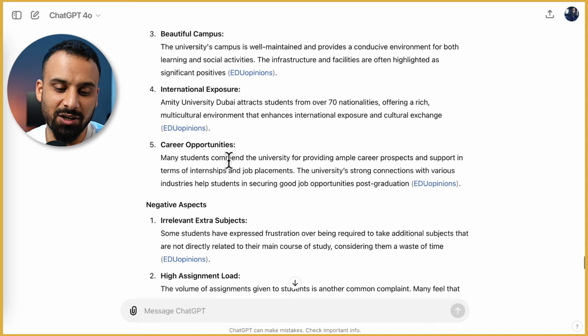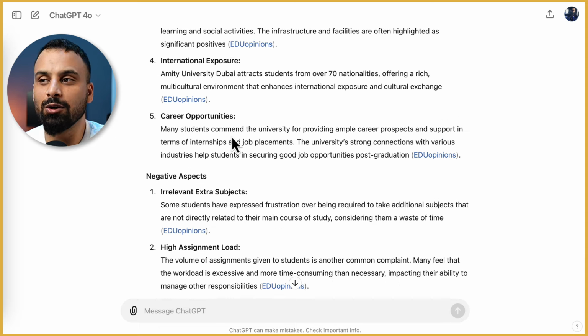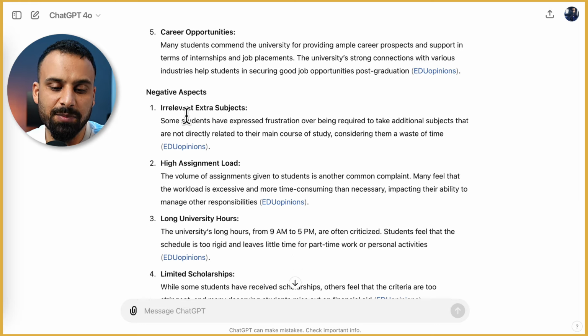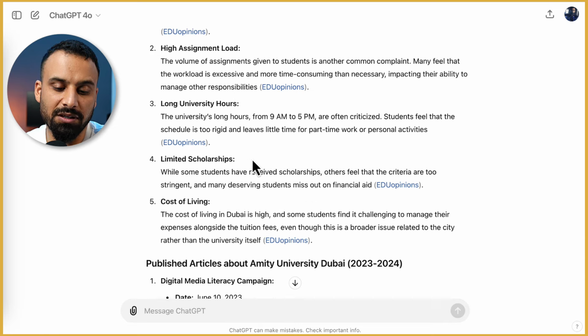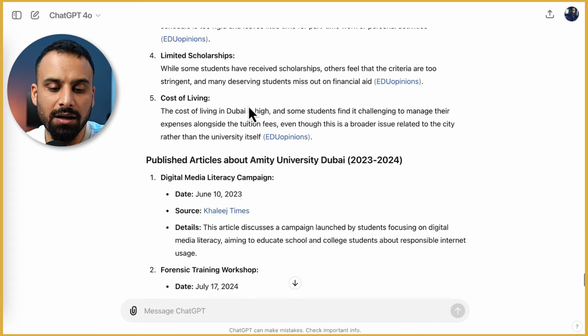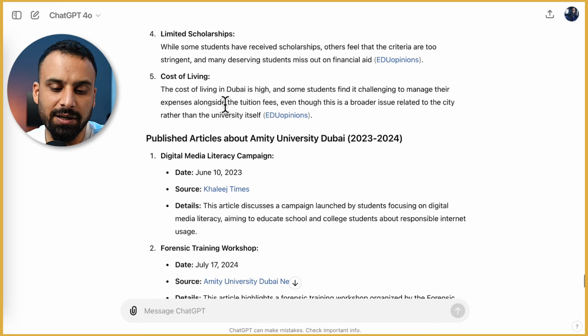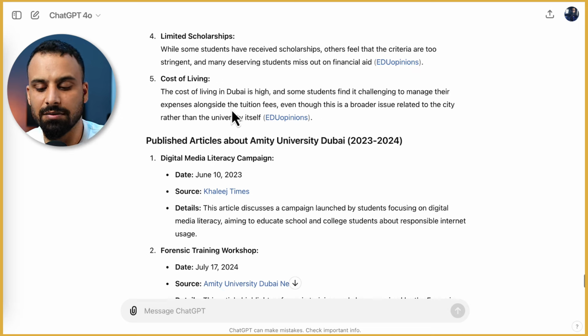International exposure, career opportunities, and this is true. A lot of students talk about MIT because MIT University spends a lot of effort on placement of their students. This is what I have heard as well. So yeah. Negative aspects: irrelevant extra subjects, high assignment load, long university hours, limited scholarships, cost of living. Of course, yeah, limited scholarships, because they are a private university. Cost of living, Dubai is high. Published articles about MIT University Dubai, digital, whatever.